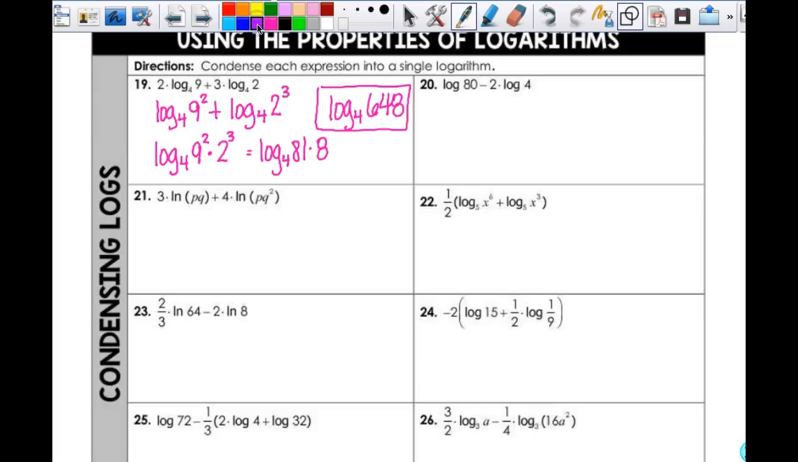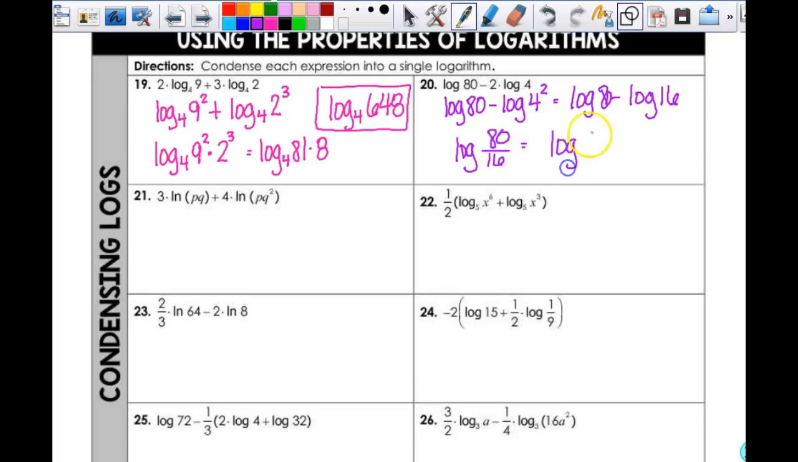All right, so then I have log of 80 minus 2 times the log of 4. They have the same base, so that's good. So this 2 first has to become the exponent. So I'm going to have log of 80 minus log of 4 squared. So that gives me log 80 minus log of 16. And then log of 80 over 16, because when it's subtraction it becomes division, so this just becomes the log of 5.